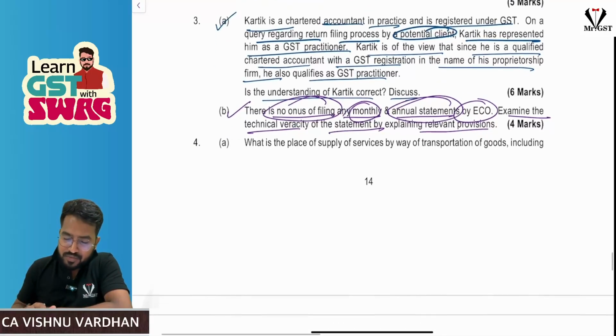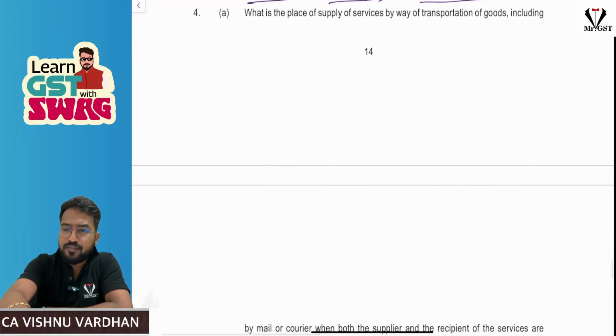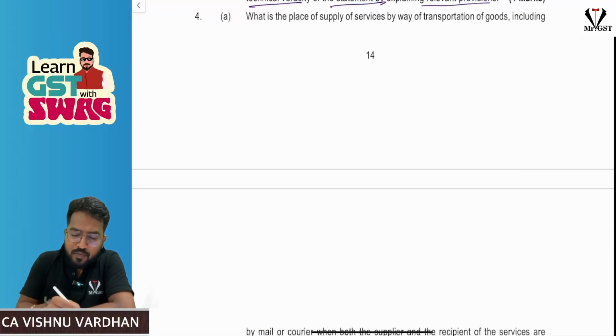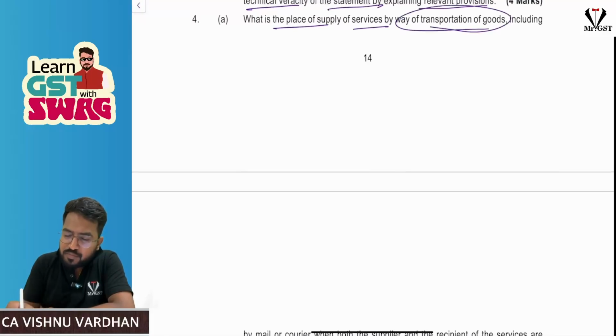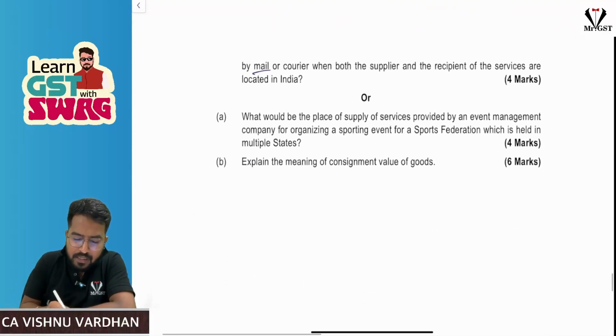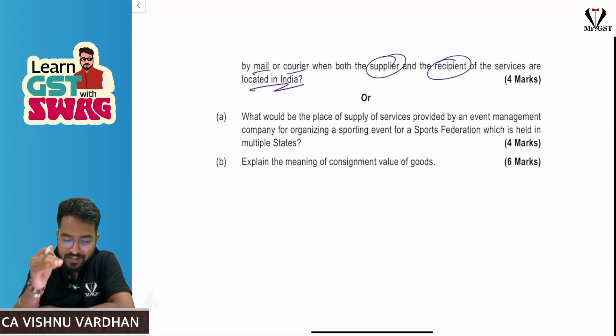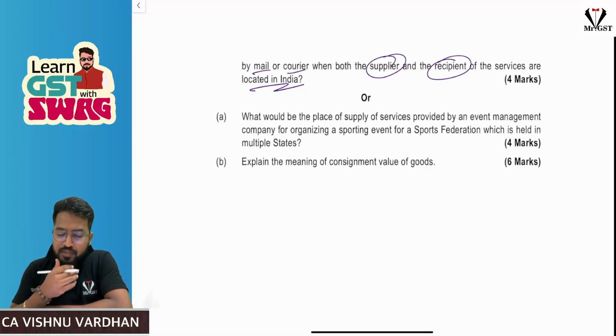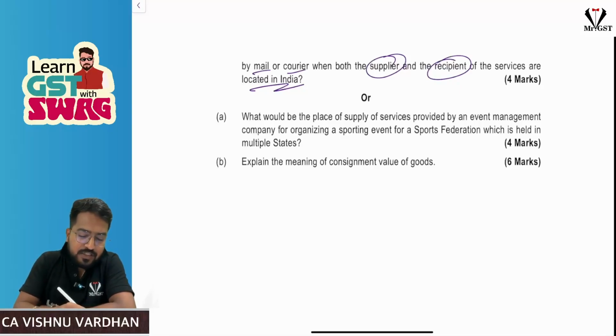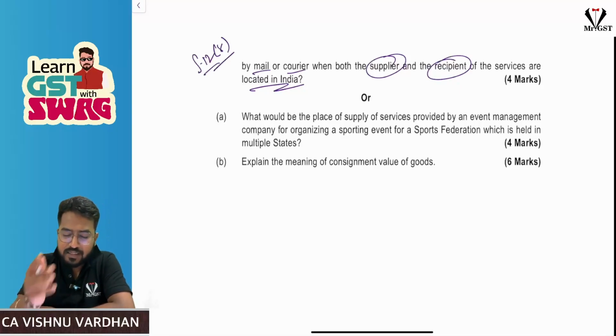So let's move on to the last question, question number 4. What is the place of supply for services by way of transportation of goods, including by mail or courier, where supplier and recipient are located in India? In your syllabus, only where supplier and recipient are located in India is there. So section 12 subsection 8 of the IGST Act says, if the recipient is registered, where he is registered, that will be the place of supply. If the recipient is unregistered, obviously, where the goods are handed over. Even though goods are being transported outside India, the same provisions apply. So the place of supply will be where the goods are handed over. If he is registered, his registered address, the recipient.